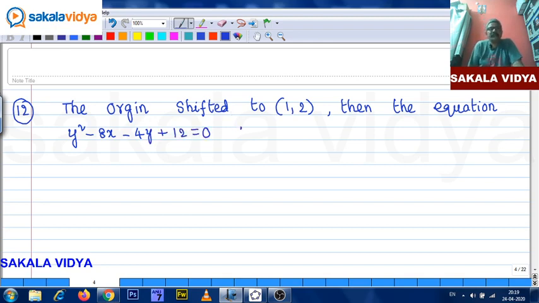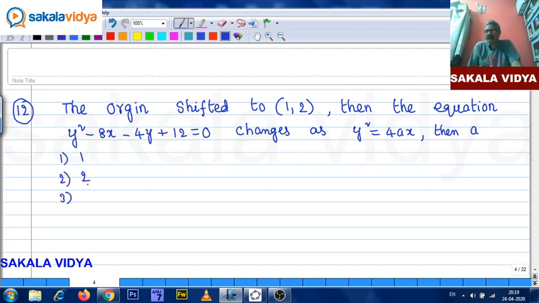changes as y square is equal to 4ax. Then a equals to, first option 1, second option 2, third option is minus 2, fourth option is minus 1. See, now the origin is shifted to 1 comma 2, that means this is the origin h comma k.